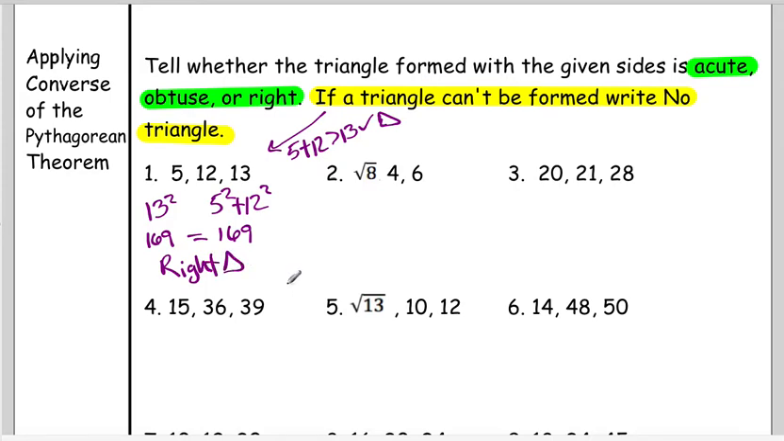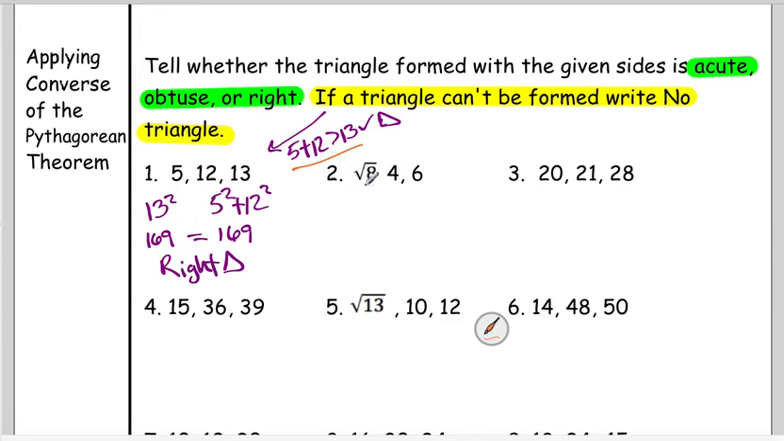The biggest thing people forget to do is check whether it's a triangle. The second most common mistake is people not squaring and just plugging it in like a C and then an A plus B. They get it confused with checking if it's a triangle.